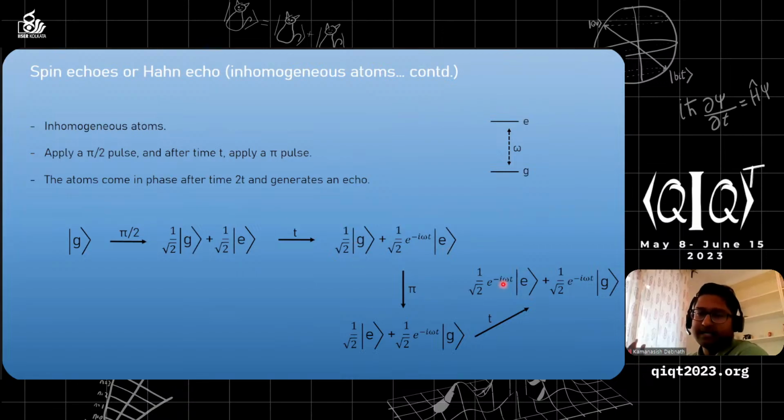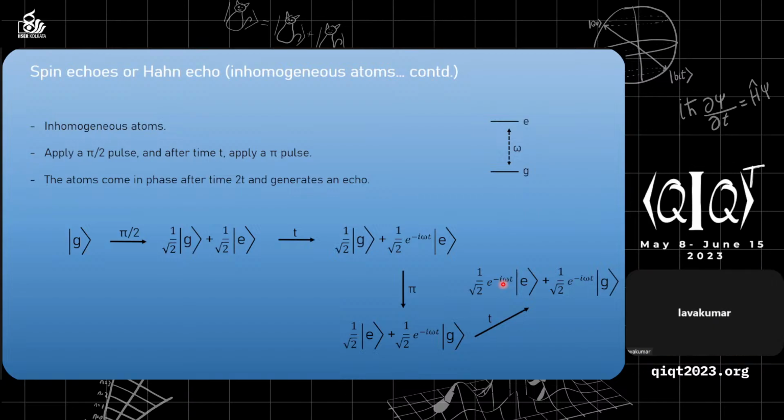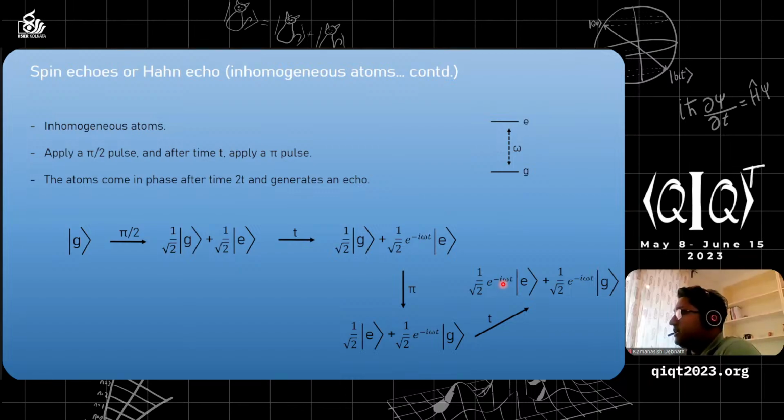Otherwise, in the normal case, they emit in different phases and, on average, they cancel out. I hope I'm clear. So after time t evolution, suppose a pi pulse is applied, so again the E and G states interchange. Yes, the E and G will interchange definitely, but you have to apply more pulses manually to create this effect, because these are now already together.